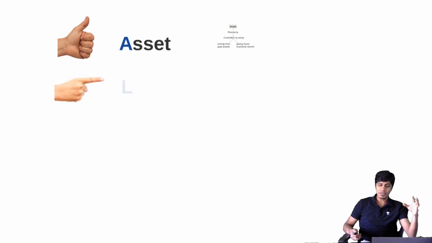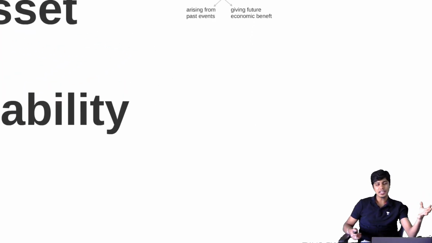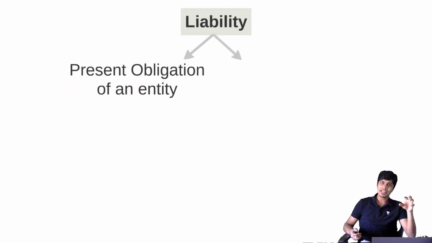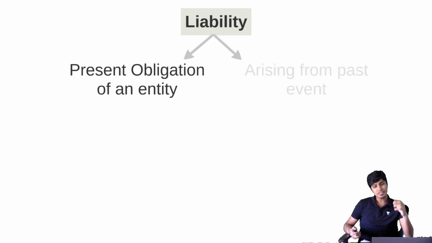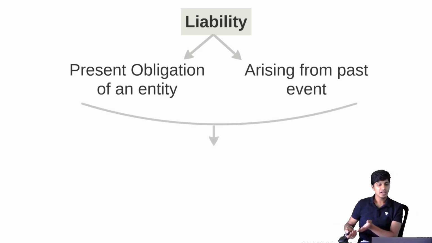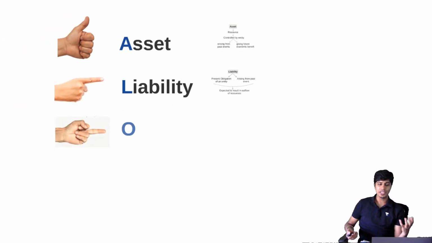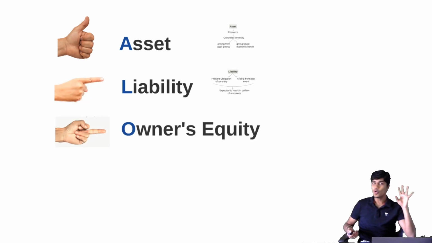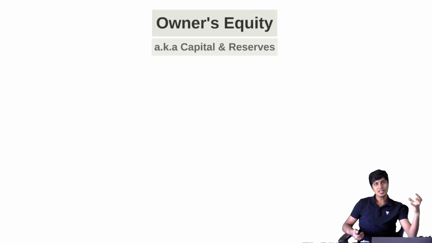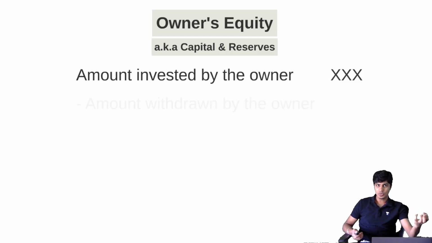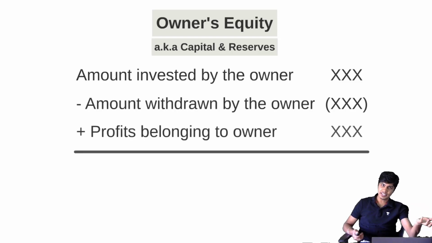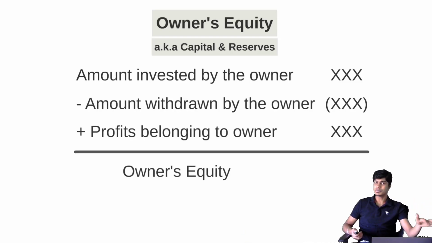Then we have the meaning of liability. Liability is present obligation of an entity which is arising from a past event which is expected to result in outflow of resources. And then we have the meaning of owner's equity. Owner's equity refers to the capital initially contributed by the owner plus the profits that is earned during the year minus the drawings that is made during the year. That, my friends, is capital or owner's equity, what we call it by.